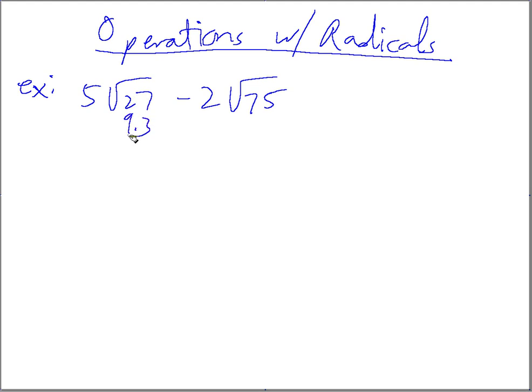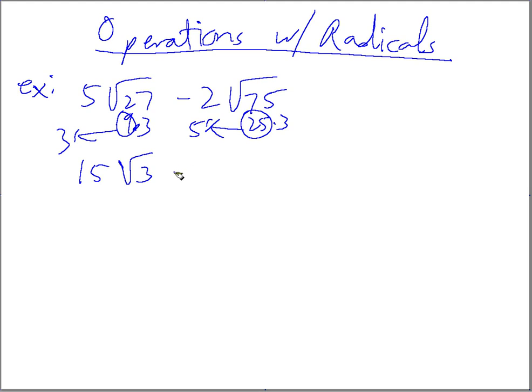That's 9 times 3. So with the 9, then what? 3 can come out of that. Root 9 is 3, right? So we have 15 square root of 3. This extra 3 is left on the inside, right? And then with 75, it would be 25 times 3. So you want a perfect square as the first factor here again, the highest perfect square possible. 5 comes out of that, so you get minus 10 square root of 3.